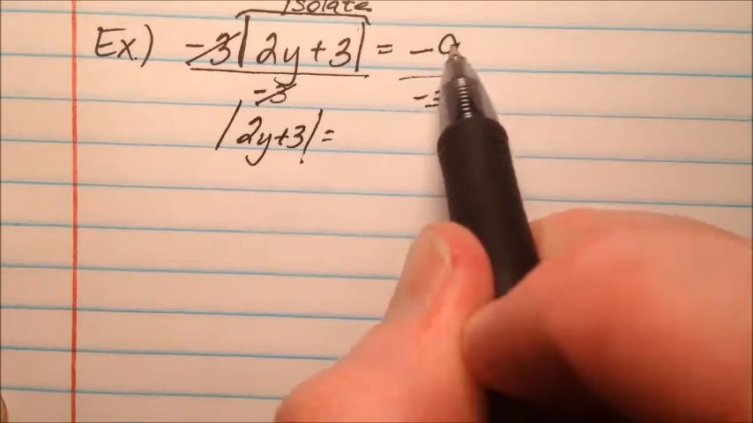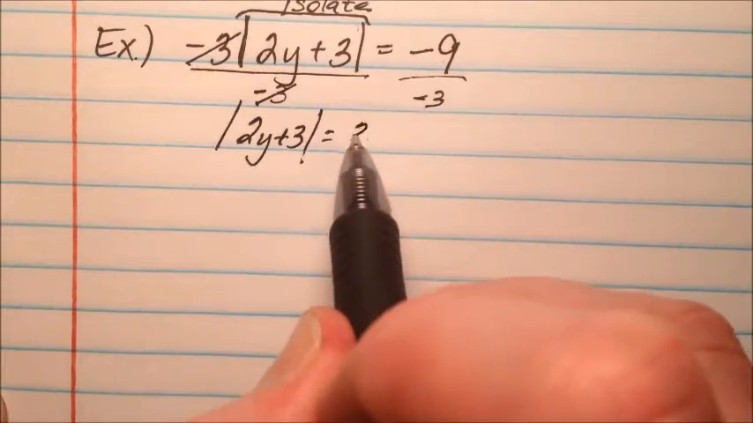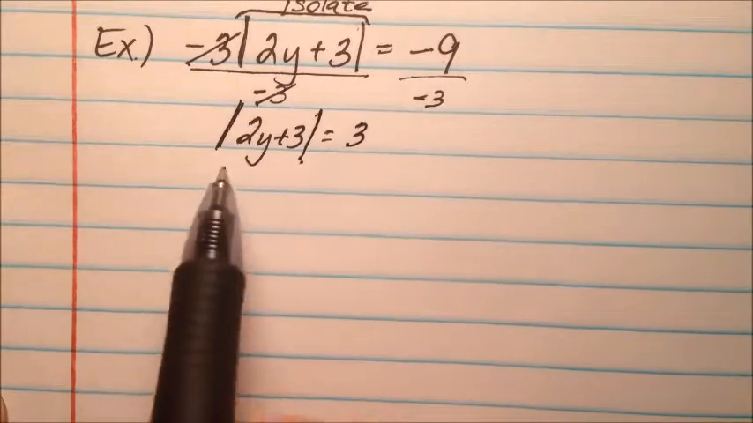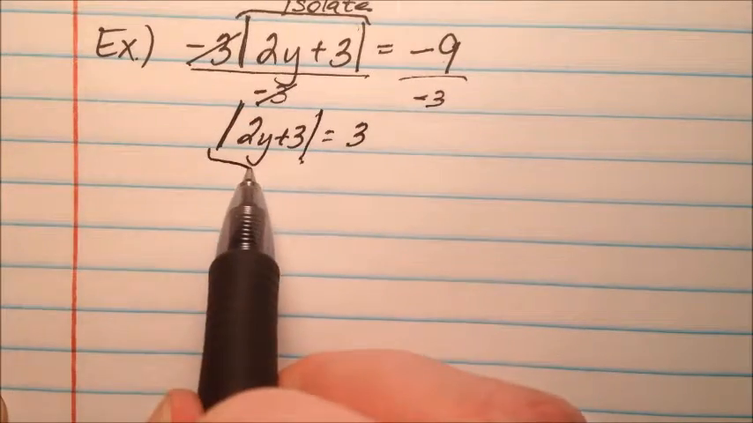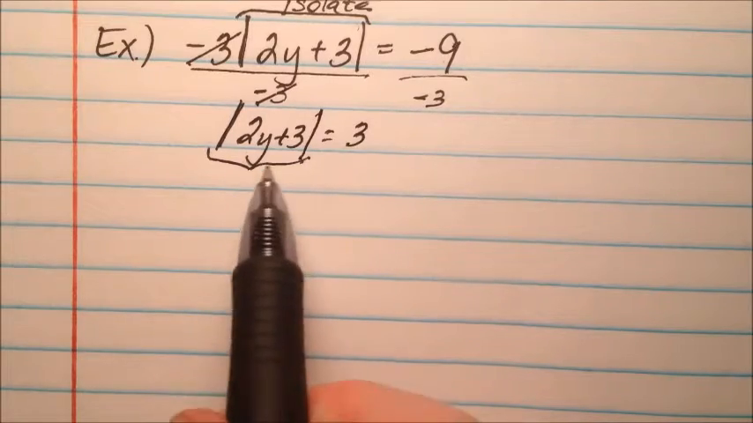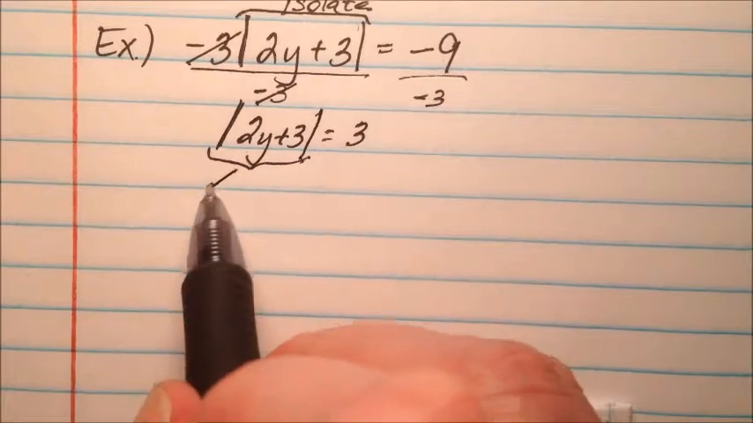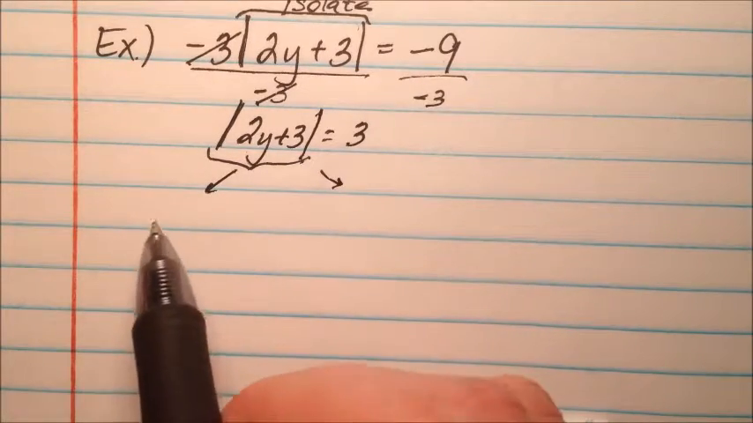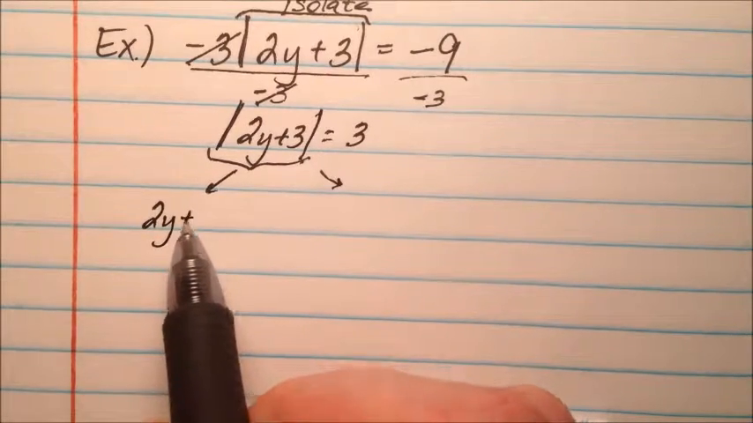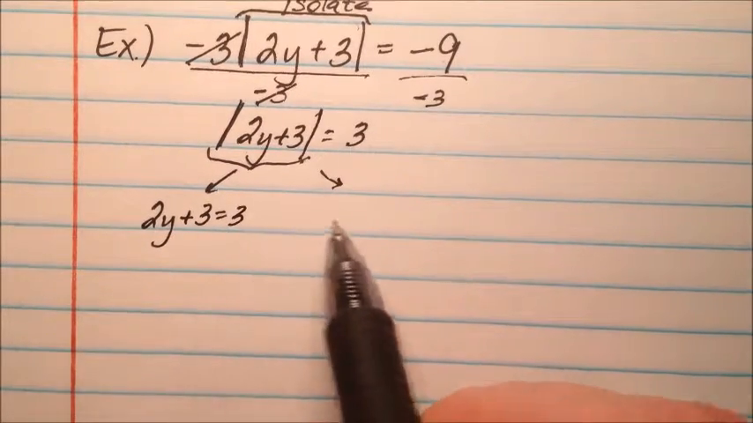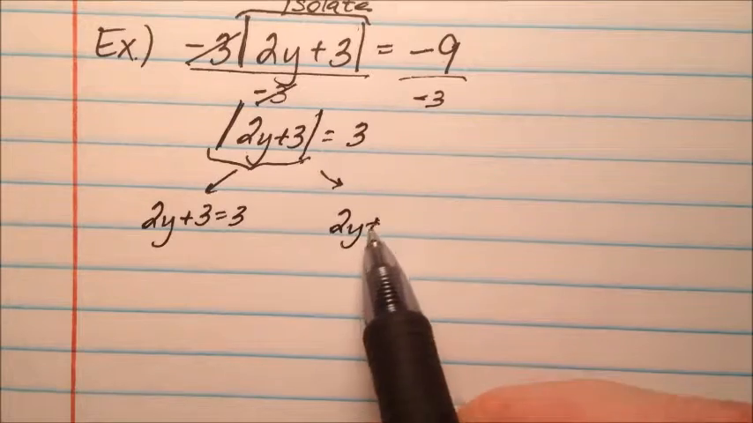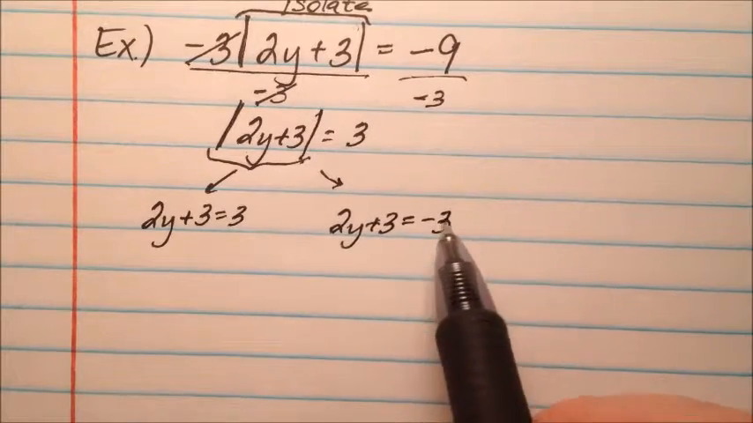And that equals negative 9 divided by negative 3, which is positive 3. And now that my absolute value business is indeed isolated, it's all by itself on one side of the equation, I can go ahead and create two separate equations. So I have 2y plus 3 equals 3, and I have 2y plus 3 equals negative 3.